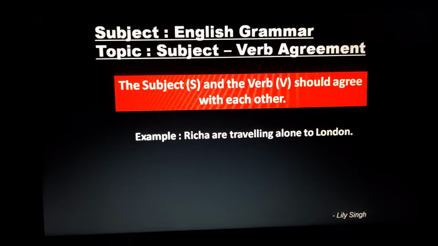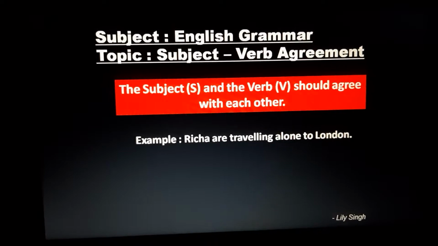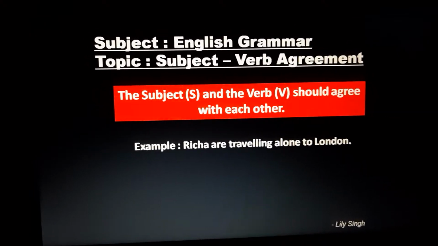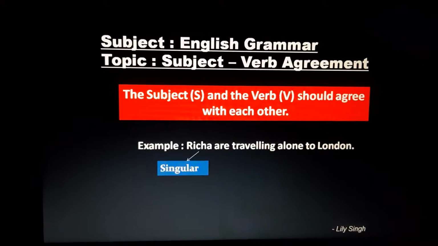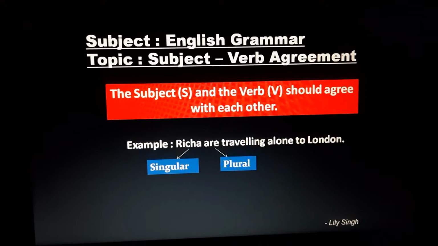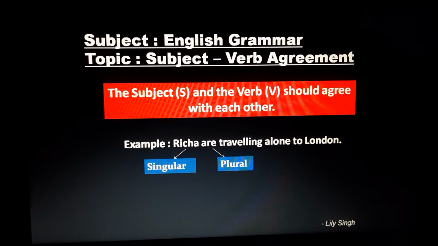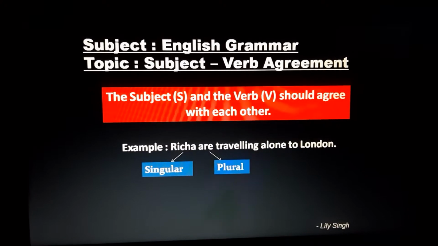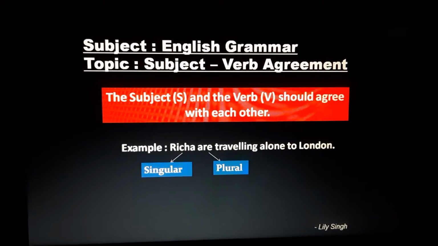Example: Richa are traveling alone to London. Don't you think something is wrong in the sentence? Let us see what it is. Richa is the subject, which is singular, and are is the verb, which is plural. The subject and the verb here are not matching; they are not agreeing with each other.